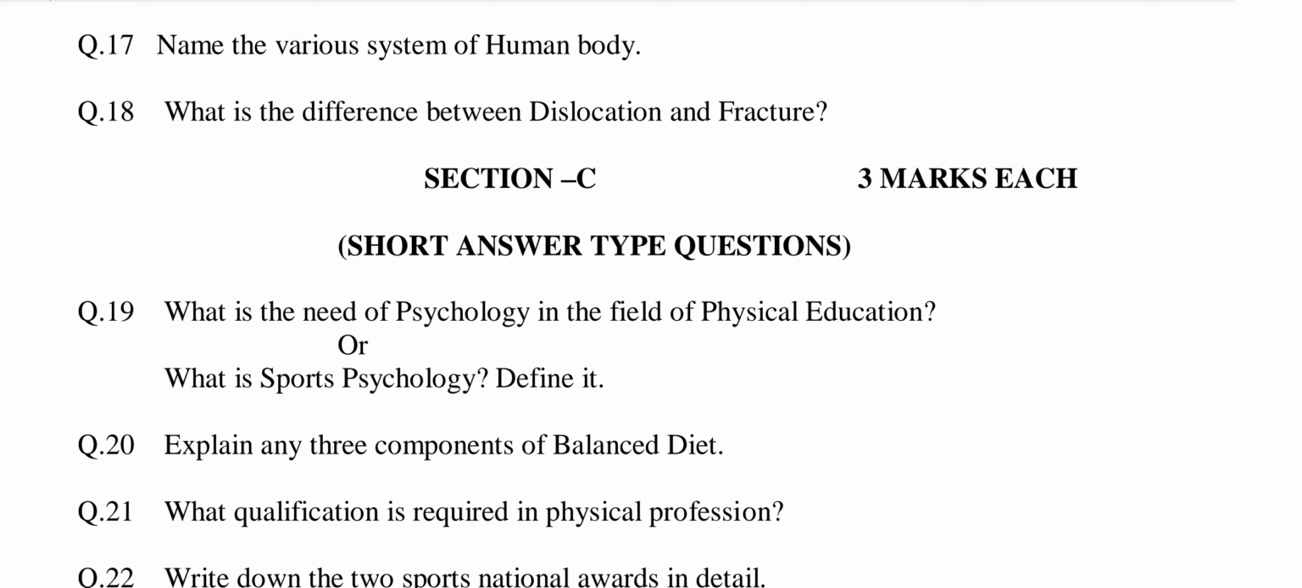This question is related to chapter number 2, physiological aspects of physical education. The answer may be: the various systems of the human body are listed as under. Number 1, lymphatic system. Second, circulatory system. Third, digestive system. Fourth, respiratory system.